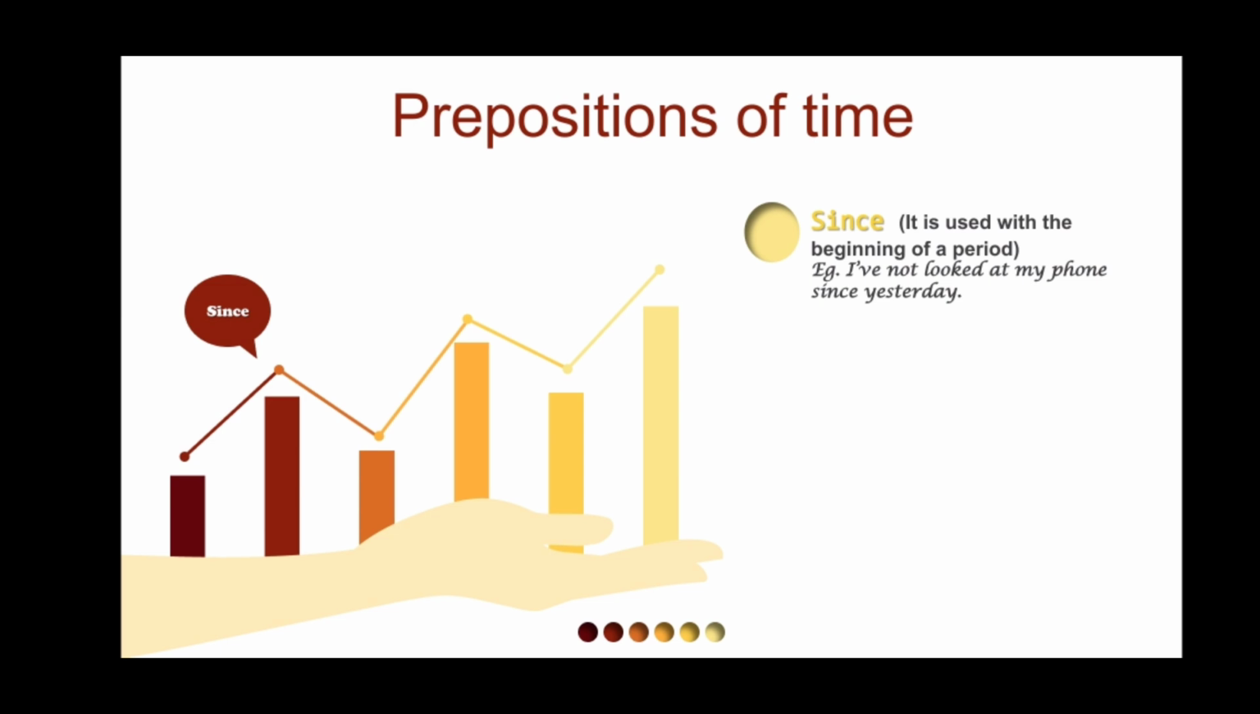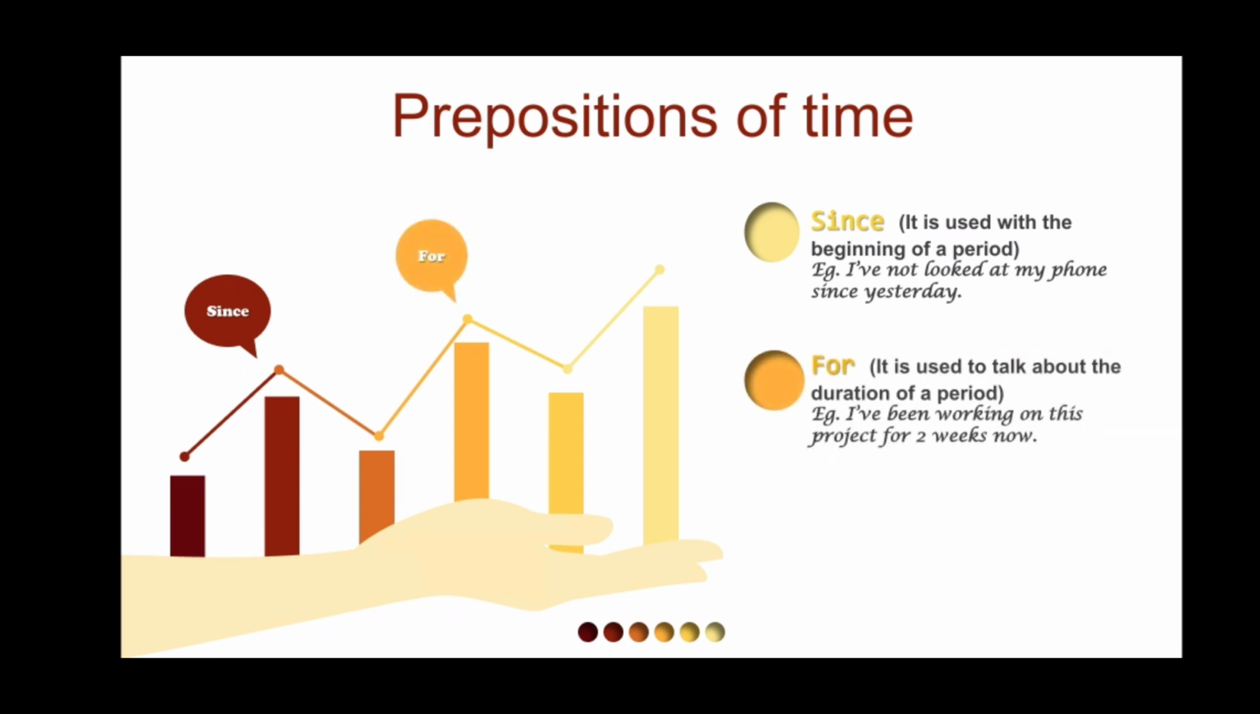Since is used with the beginning of a period. For example, I have not looked at my phone since yesterday. So beginning with yesterday till today you have not looked at your phone. Then the next one is for. For is used to talk about the duration of a period. Like, I have been working on this project for 2 weeks now. For 2 weeks means you have been working for a period of 2 weeks.